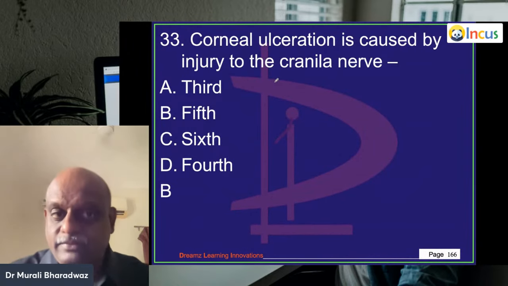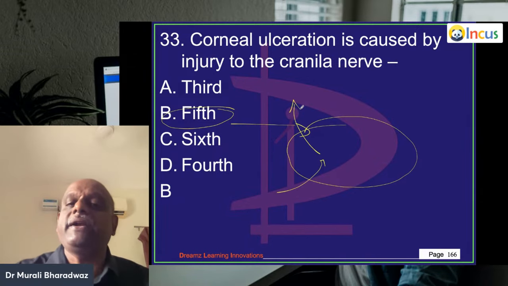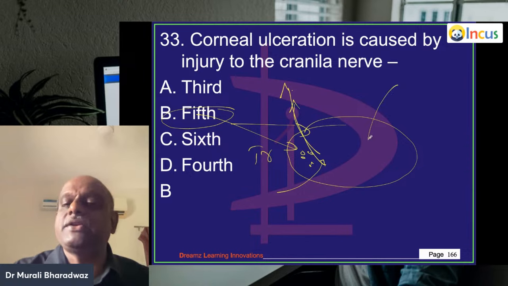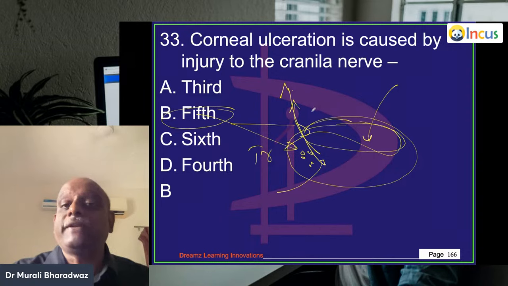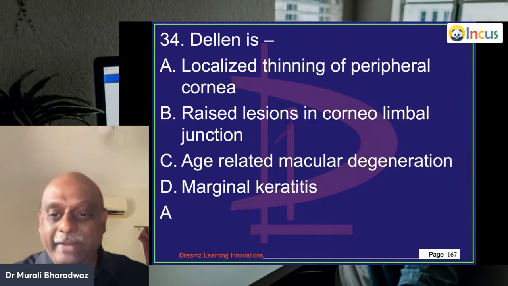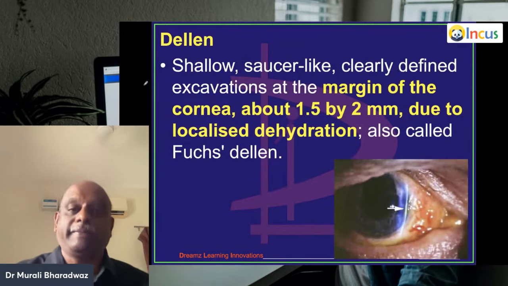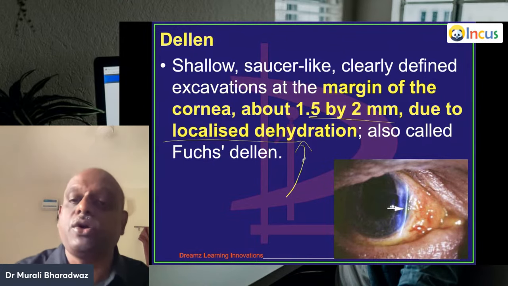Corneal ulceration occurs whenever the fifth cranial nerve is not working. The cornea's sensory afferent supply comes from the fifth cranial nerve, the trigeminal. Anything that falls on our cornea, the fifth cranial nerve tells the brain, and the seventh cranial nerve leads to closure of the eyelid. So for the corneal reflex, the afferent pathway is the fifth cranial nerve and the efferent pathway is the seventh cranial nerve. Dellen is a localized thinning of the peripheral cornea, about 1.5 by 2 mm, due to localized dehydration, also called Fuchs dellen.